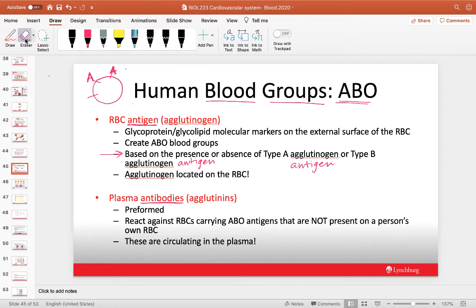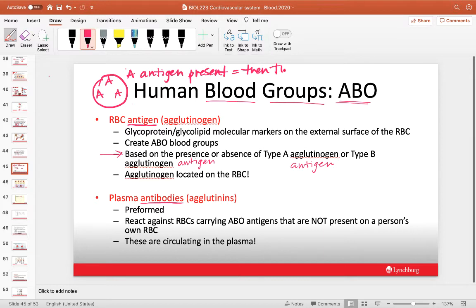So if you have type A antigen on the surface of your red blood cell, well, let's draw this a little differently. I actually want them to be on the red blood cell. So here's my red blood cell, okay? And if I have A antigen present on the red blood cell, then I have type A blood. It's as simple as that.